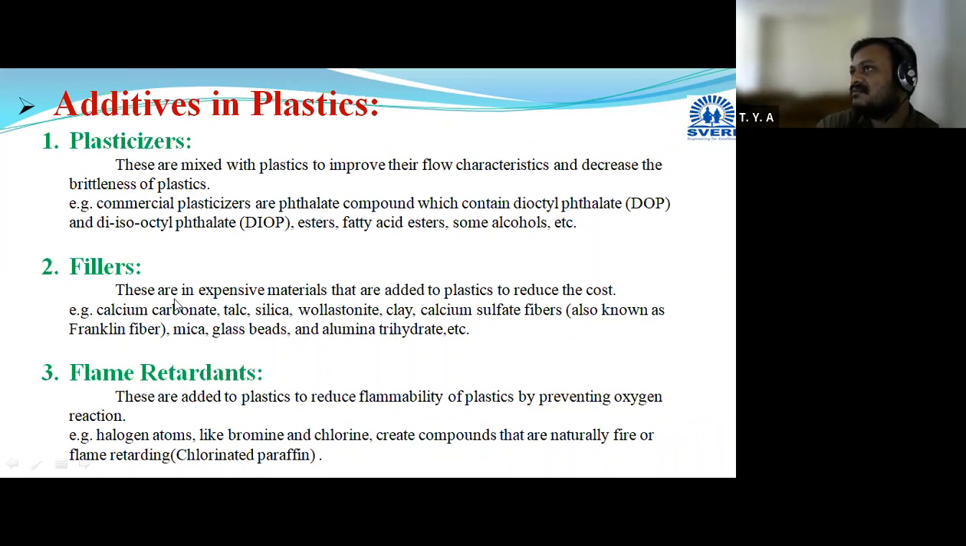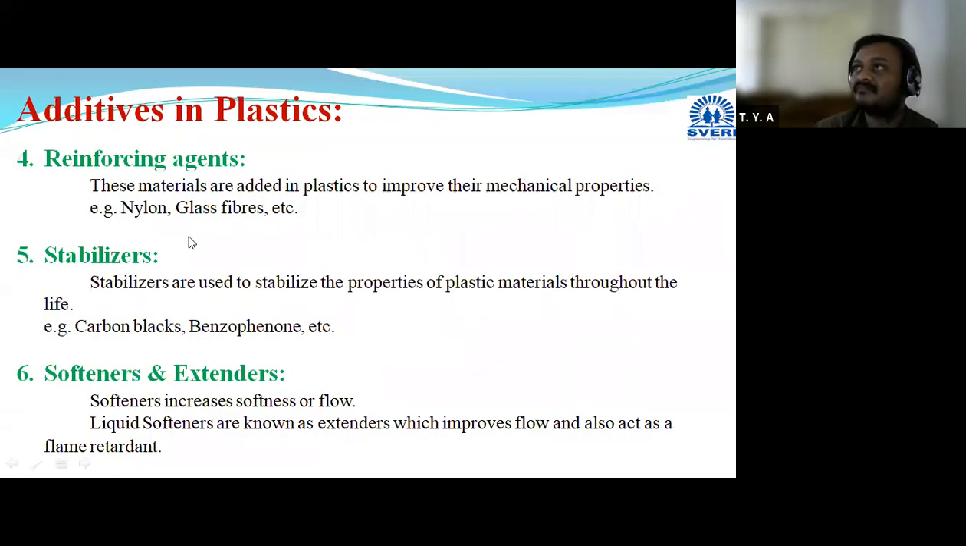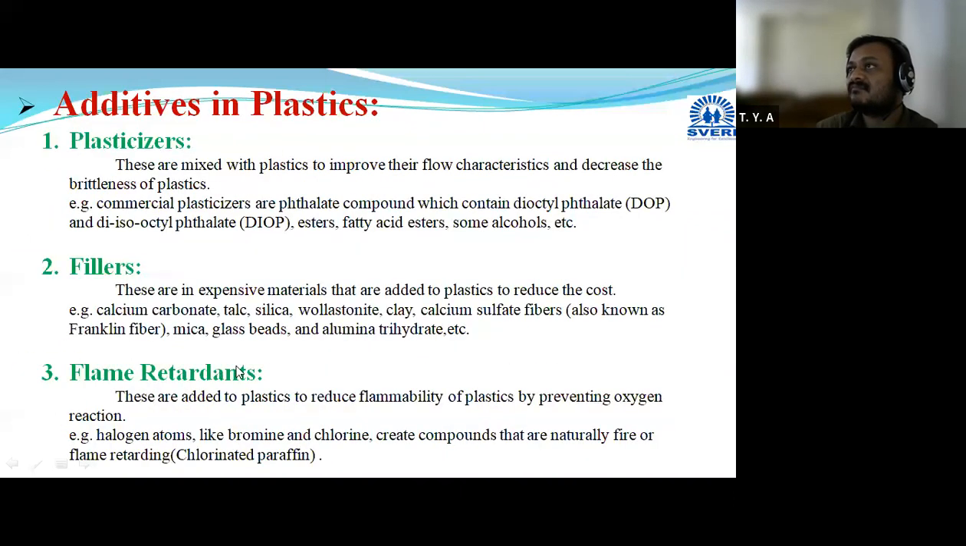These are inexpensive materials. This is a single word, no space here. Inexpensive means it is cheap material. It is added in the plastic to reduce the cost. To reduce the cost of the plastic material, one compound is added and it is termed as filler.